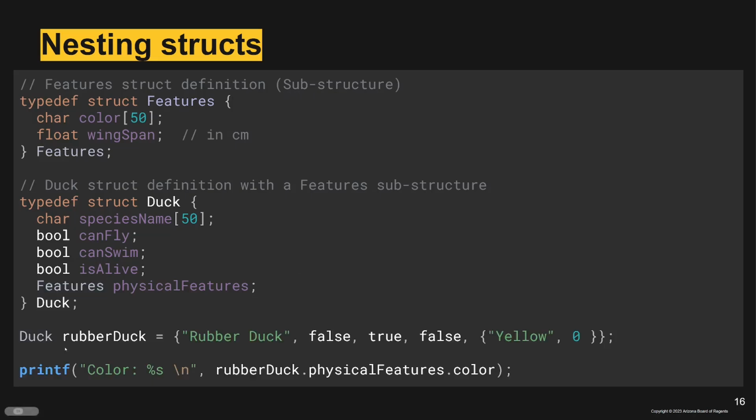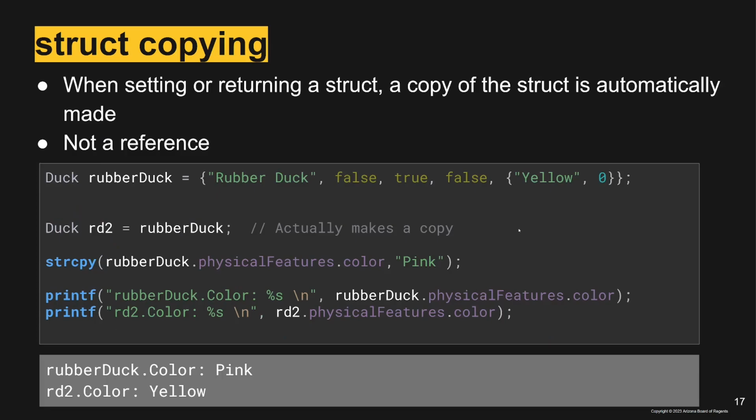The way we would initialize this and define a variable, rubber duck, set all the values, and then we have yellow and 0 as a substructure inside there. Notice the extra braces. And then if we wanted to access the value, we would do rubber duck dot physical features dot color. So just another dot in between to access these sub-elements.